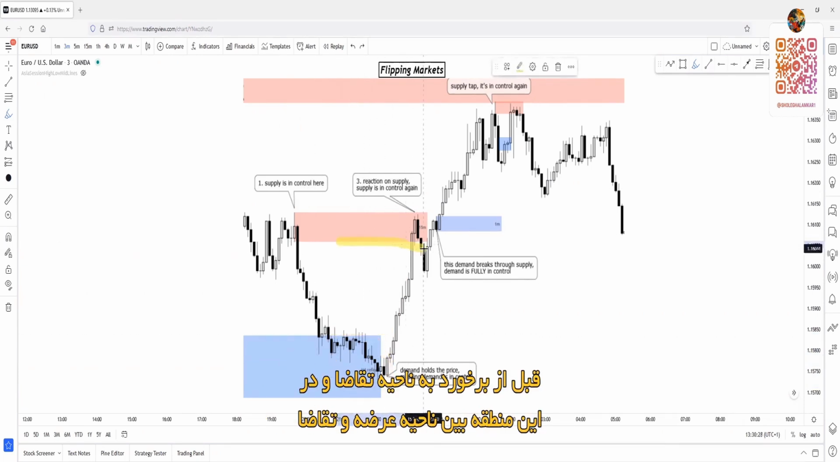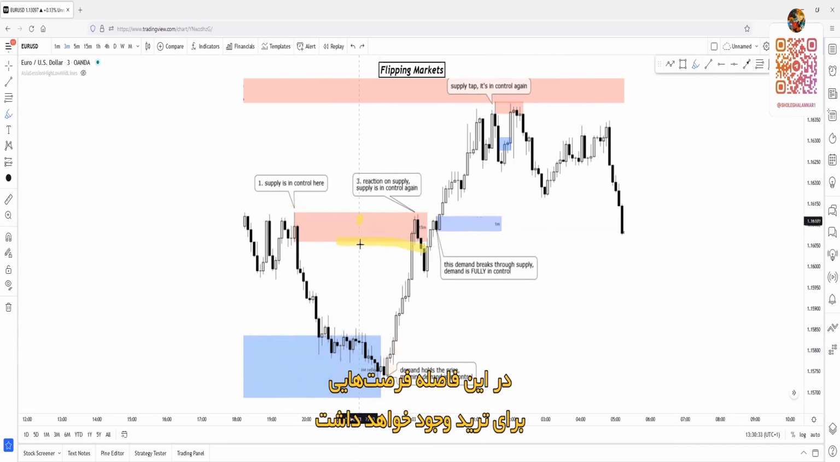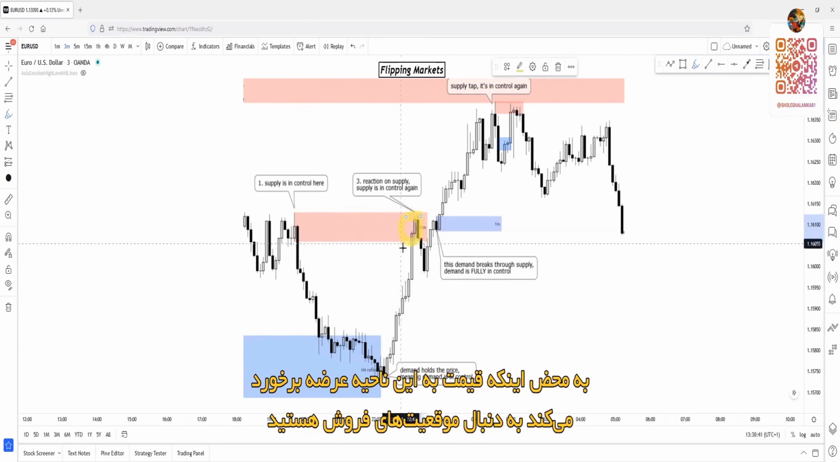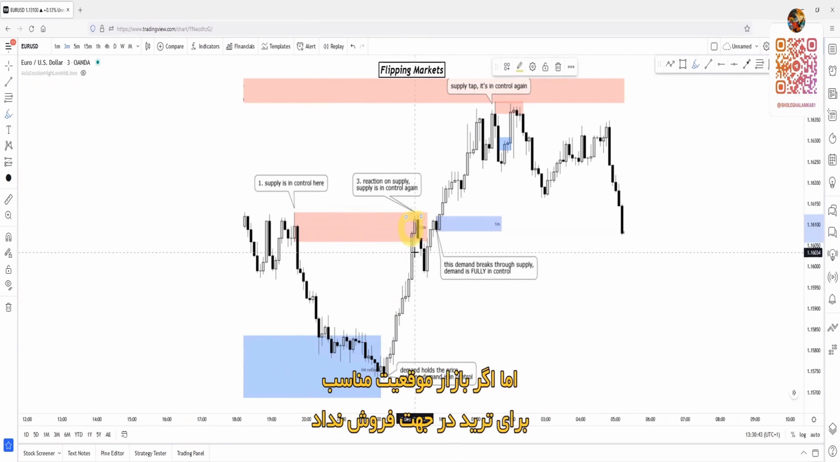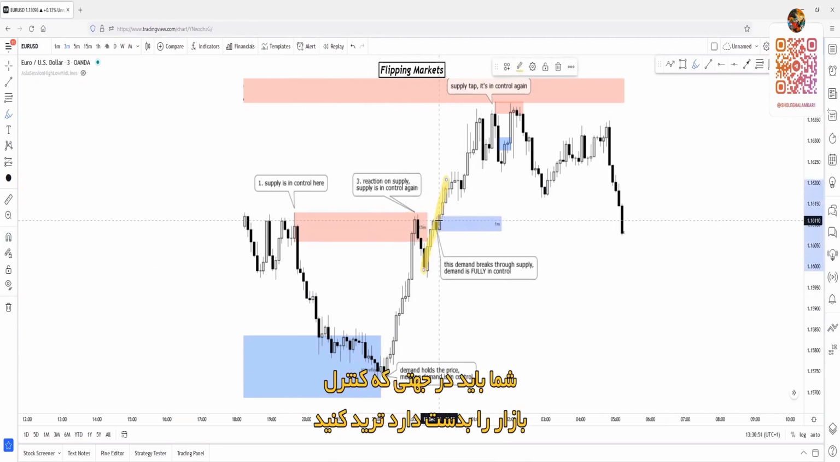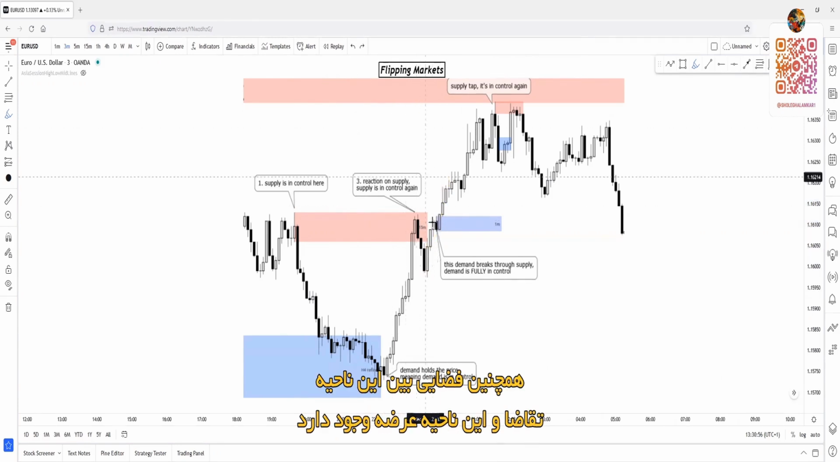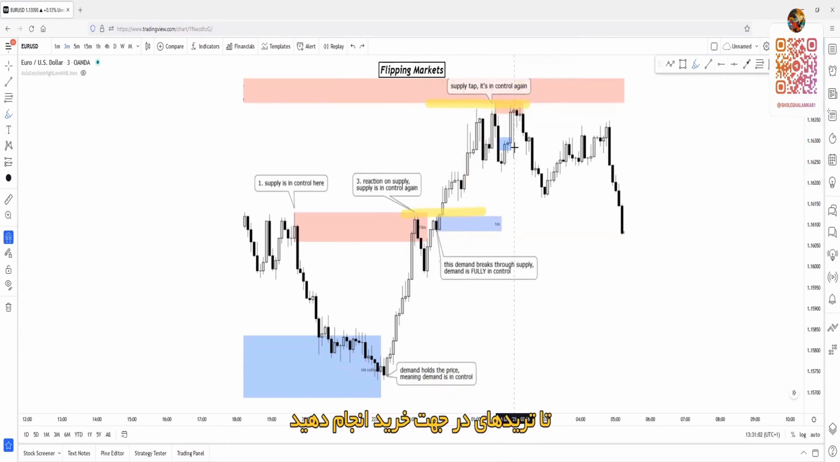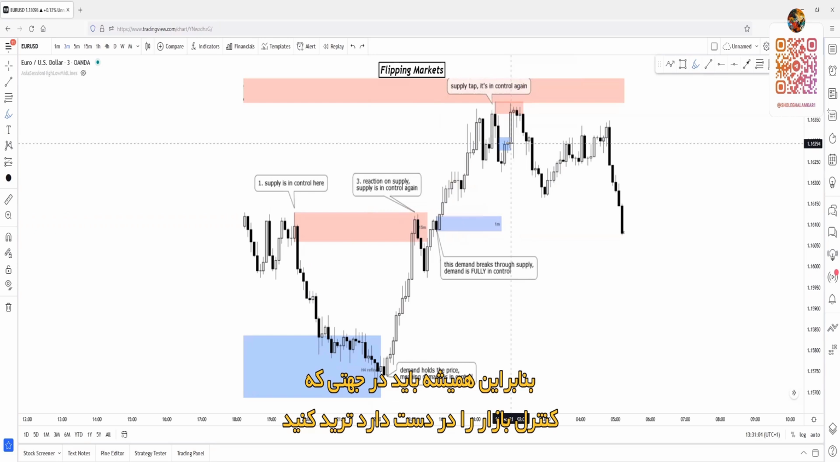So you will have room between this supply zone, which was the last supply zone before the demand tap, and this demand zone to trade long side opportunities. And as soon as price steps into this supply zone, you will want to see short side opportunities. But if price doesn't give you the right opportunity to execute short trades, so supply trades, and it breaks through this supply zone, you will want to trade the controlling side of the market again, which is demand in this case. And you will also have room between this demand zone and this supply zone to execute long trades. So yeah, you always want to trade the controlling side of the market.